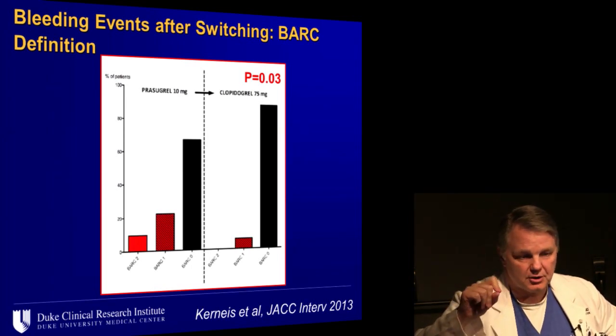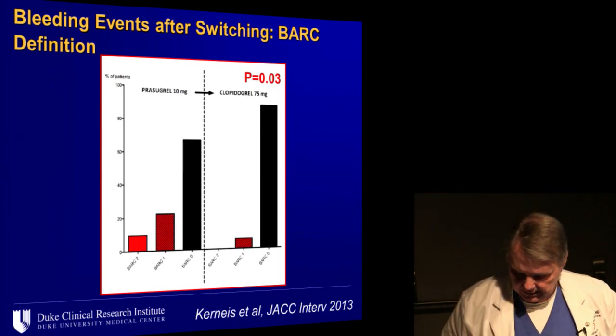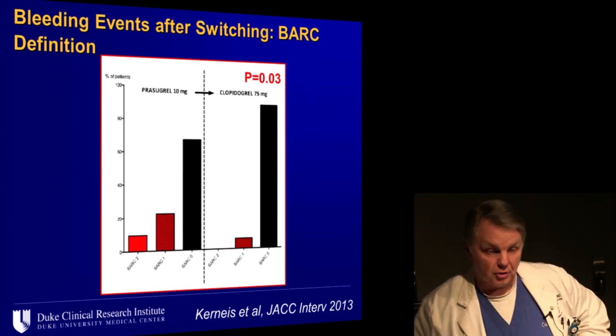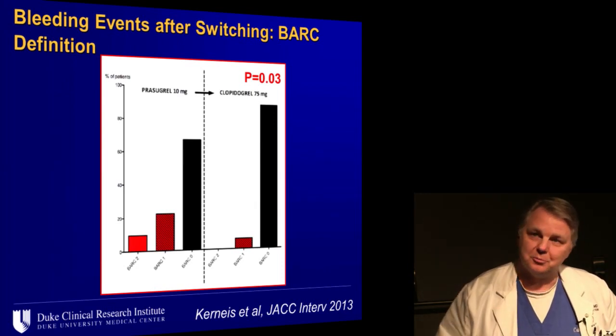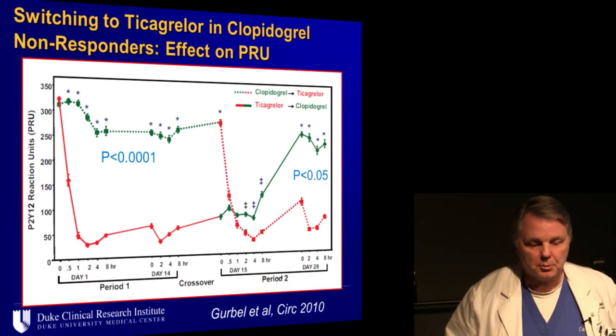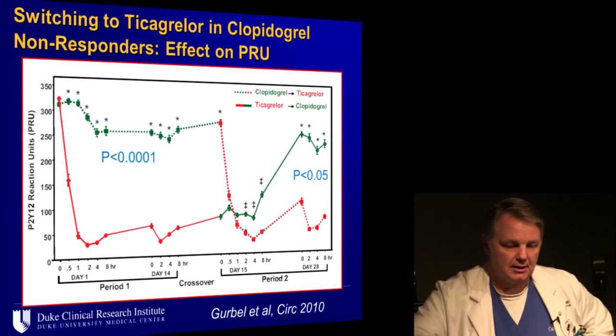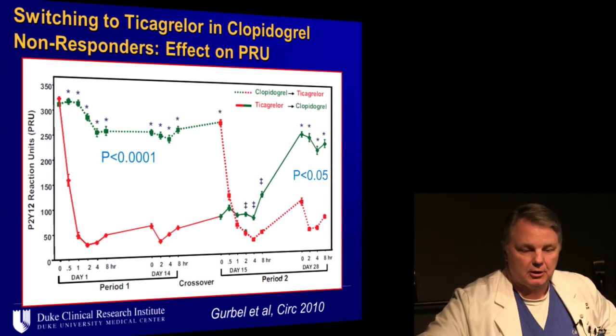This is using the BARC definition, but we don't know what ischemic events will follow with this. Unfortunately, to study this, you will need at least 10 to 15,000 patients. Obviously, it'd be almost impossible to study this. Now, what about ticagrelor? This is actually the data by Paul, switching ticagrelor and clopidogrel.